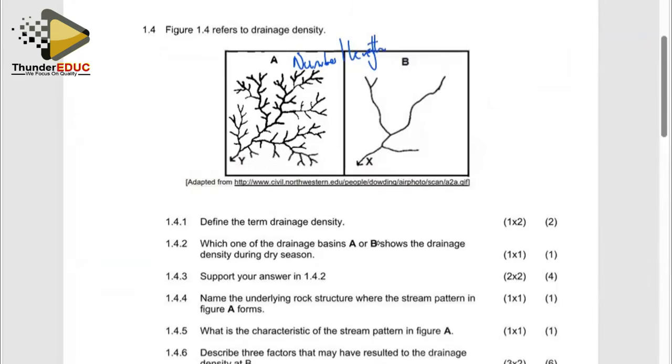Right. Which of the drainage basin A or B shows lower drainage density during dry season? Right, during the dry season, what is going to happen there? During the dry season, we have typical problems of loss of moisture on the ground, and it means some of the streams are going to dry up. So we'll be having only the main streams. The tributaries which are small during the dry season dry up, and only the major rivers will sustain and will keep on flowing. So basically, it's B in this instance. Support your answer.